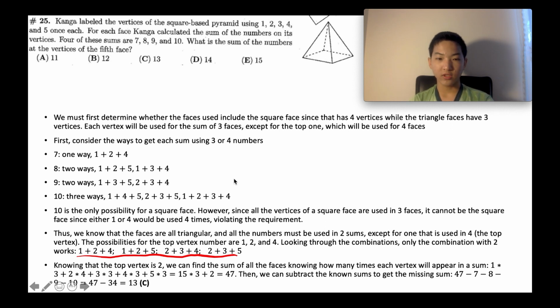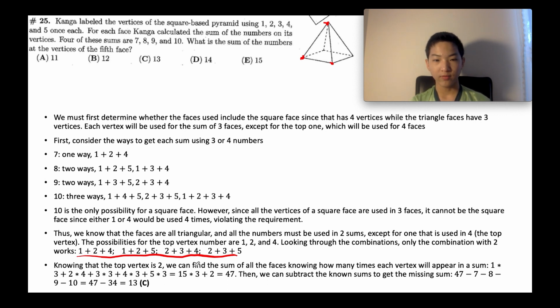Knowing that the top vertex is 2, we can find the sum of all the faces, knowing how many times each vertex will appear in a sum. So remember that each vertex will appear in 3 sums, because each sum will just be a face, so this vertex will be in 3 faces, this one will be in 3 faces, except for the top vertex, which will be in 4 faces. So we multiply 1 by 3, because the number 1 will be in 3 faces. 2 will be the top vertex, so we multiply it by 4. 3 will be in 3 faces, 4 will be in 3 faces, 5 will be in 3 faces.